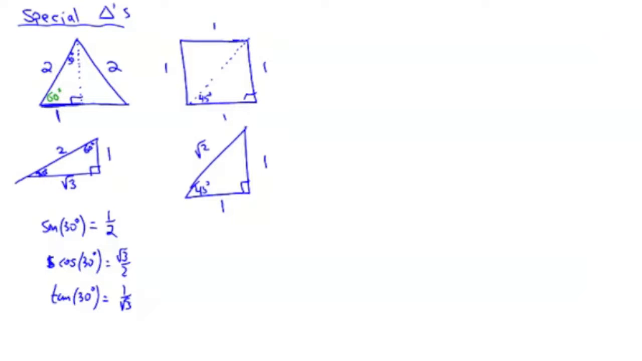And we can do things like, what's the sine of 45 degrees? 1 over square root of 2, also known as square root of 2 over 2, when you rationalize the denominator, multiplying top and bottom by square root of 2.